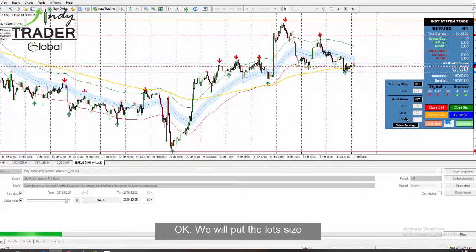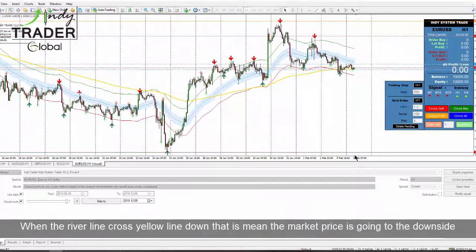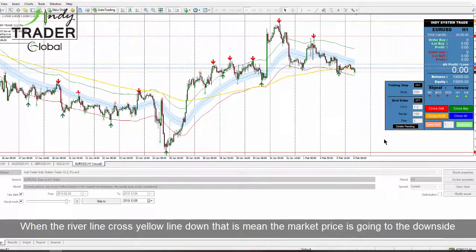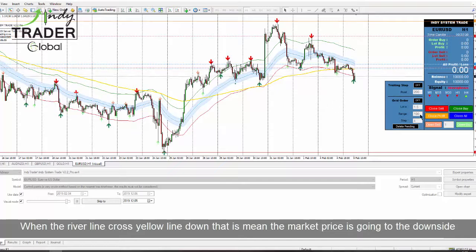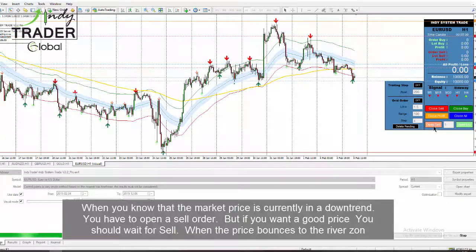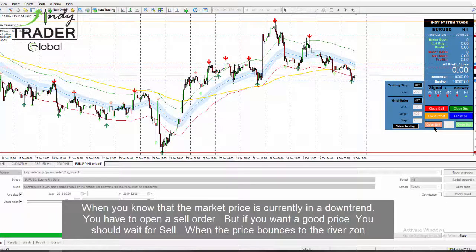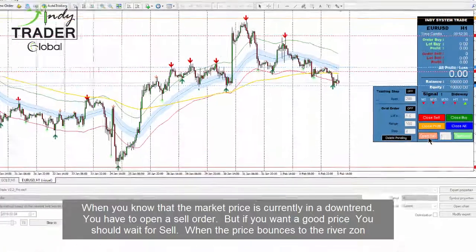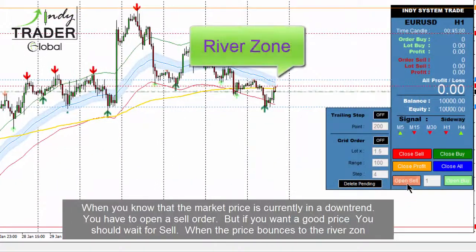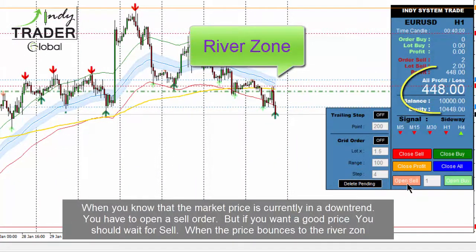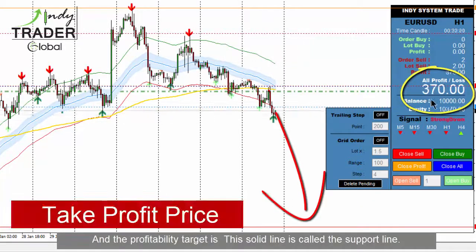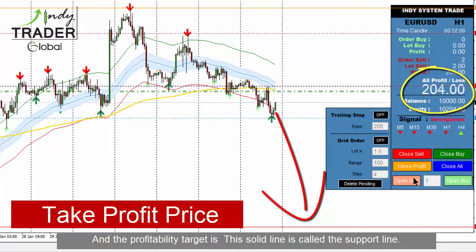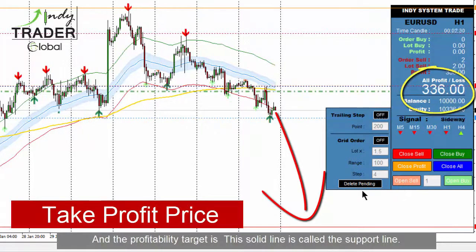Okay, we will put in a lot size. When the river line crosses the yellow line down, that means the market price is going to the downside. When you know that the market price is currently in a downtrend, you have to open a sell order. But if you want a good price, you should wait to sell when the price bounces up to the river zone. And the profit target is this solid line, which is called the support line.